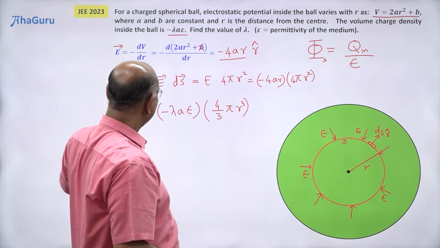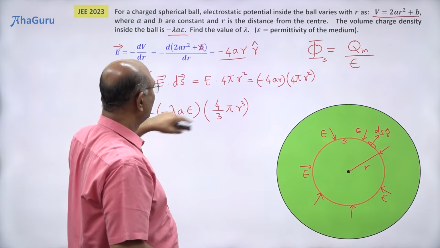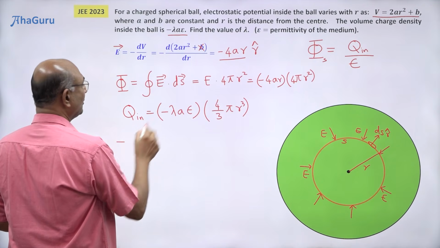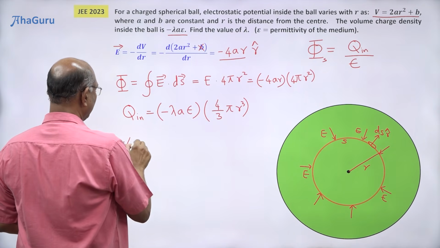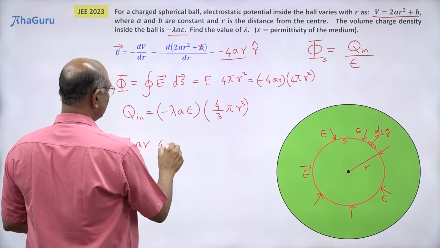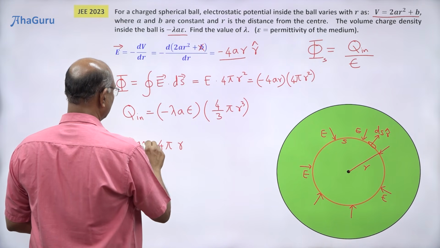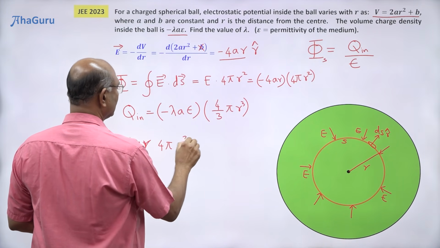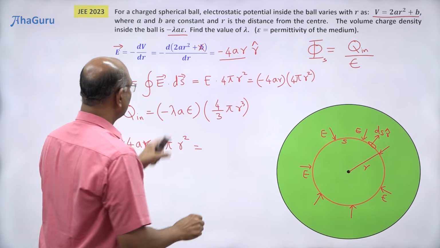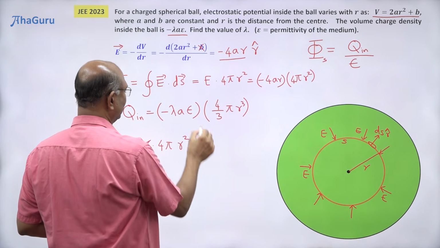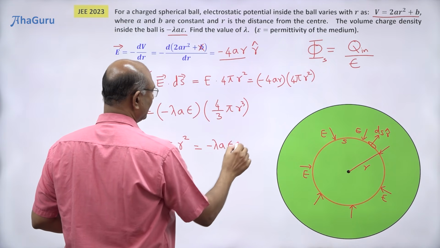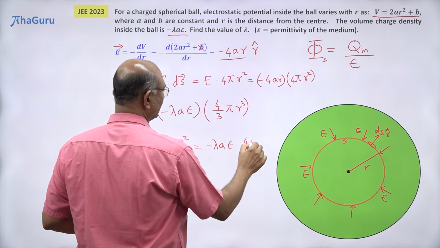Okay, so Q inside by epsilon has to be equal to the flux. So we can just write that equation. So what is the flux? This, minus 4ar into 4 pi r square, must be equal to this divided by epsilon, so I can get rid of that. Minus lambda A, I'll write it, and then we will cancel.